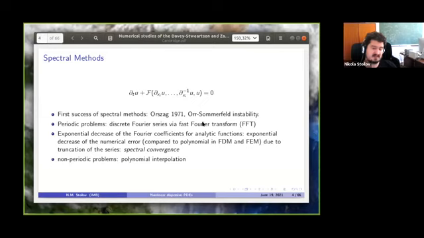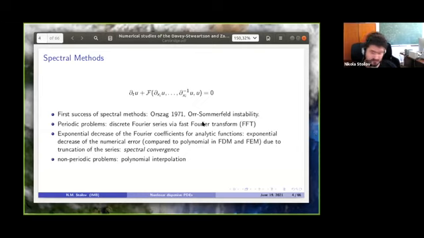The first major success was achieved by Orszag in '71 when he discussed the Orr-Sommerfeld instability. Periodic problems are resolved well by the Fourier series with the fast Fourier transformation. The advantage here is that due to the fast Fourier transformation, differentiation is not of order n squared, sorry, but of order n log n due to the Cooley-Tukey algorithm.